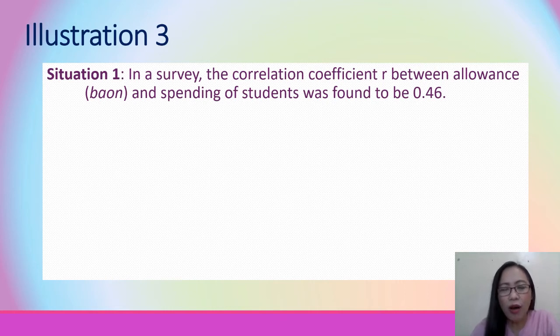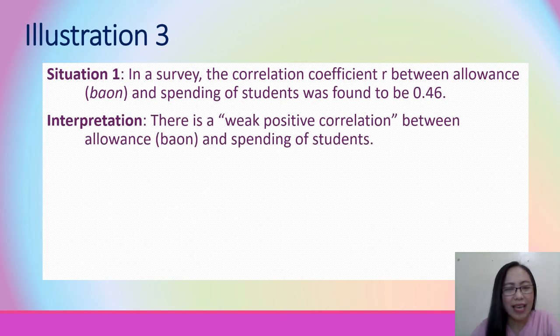Now, is it a strong positive or a weak positive correlation? If it's between 0 and 0.5, it's a weak positive correlation. When it's between 0.5 and 1, we have a strong positive correlation. Since this one is less than 0.5, we can say that this is a weak positive correlation. Therefore, we interpret this as there is a weak positive correlation between allowance or baon and spending of students.